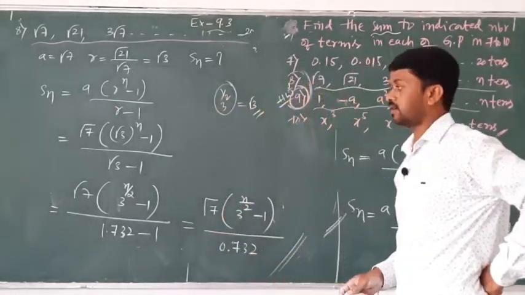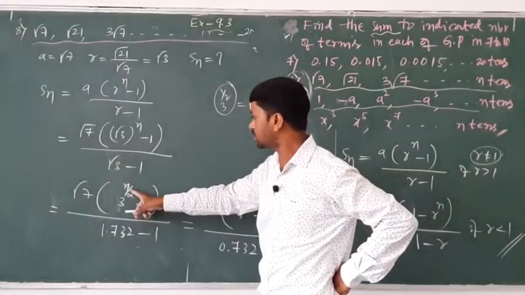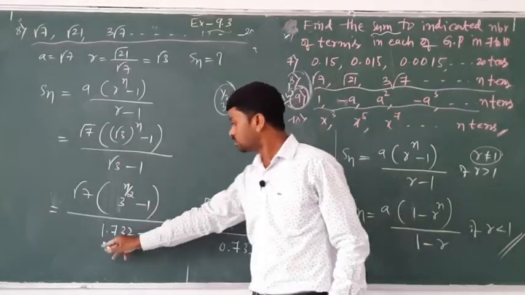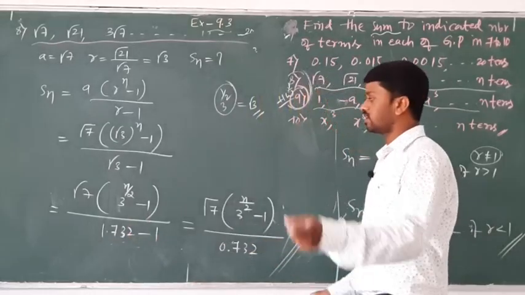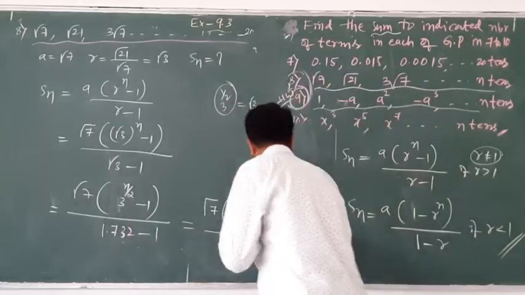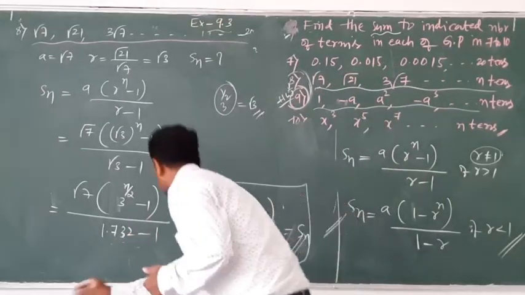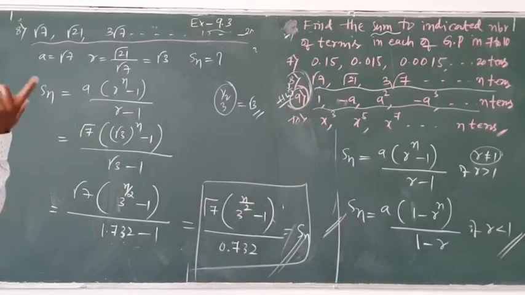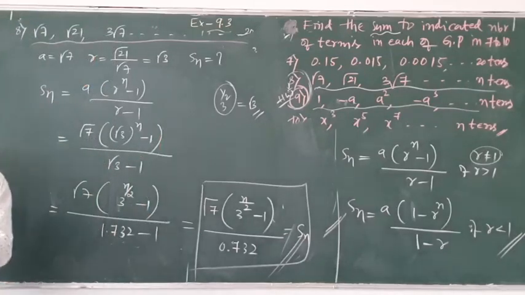Next one. Root 7 into root 3 power of n, that is 3 power of n by 2, minus 1. Root 3 value is 1.732, minus 1 means 0.732. So the sum of n terms of a GP, Sn, is equal to root 7 into 3 power of n by 2 minus 1 divided by 0.732. Okay, the next one.